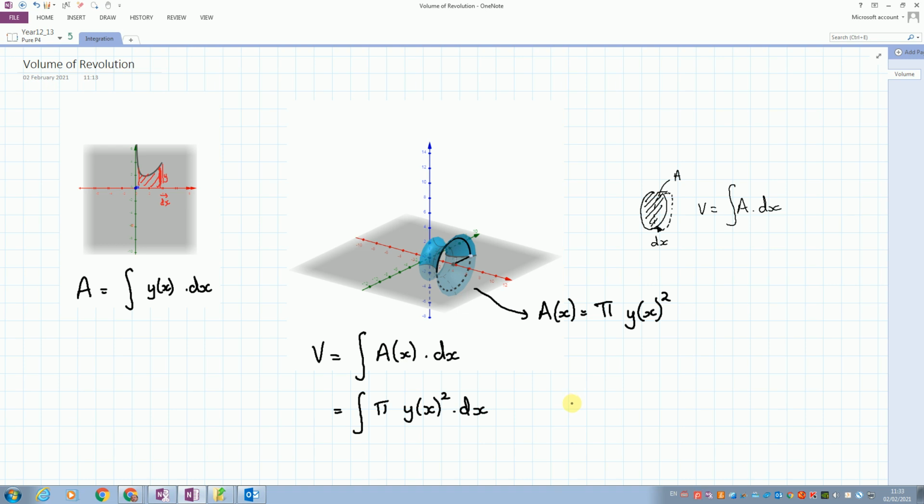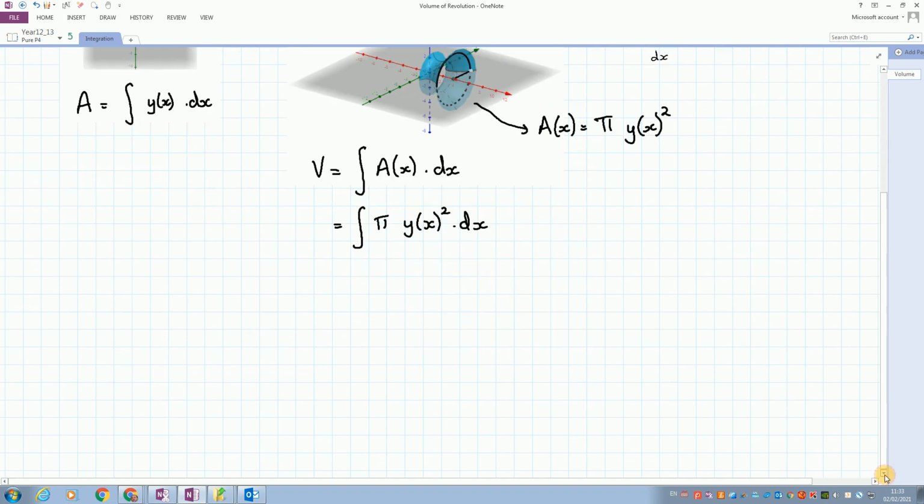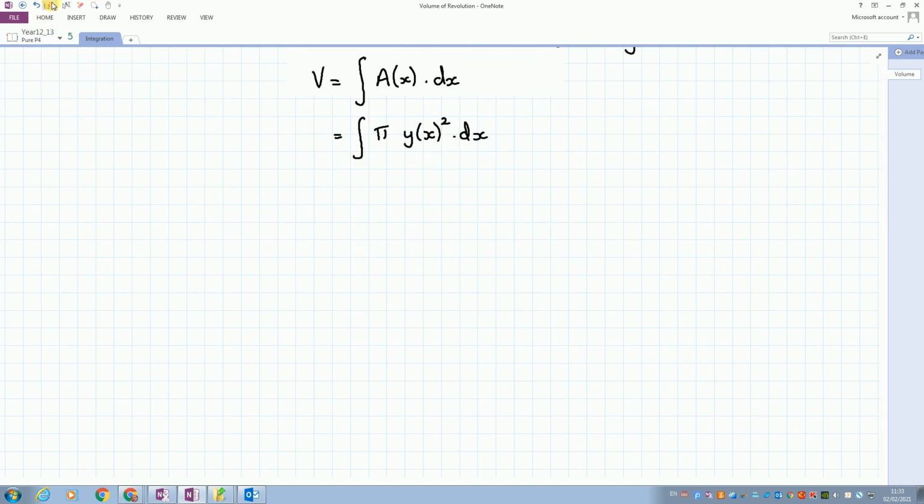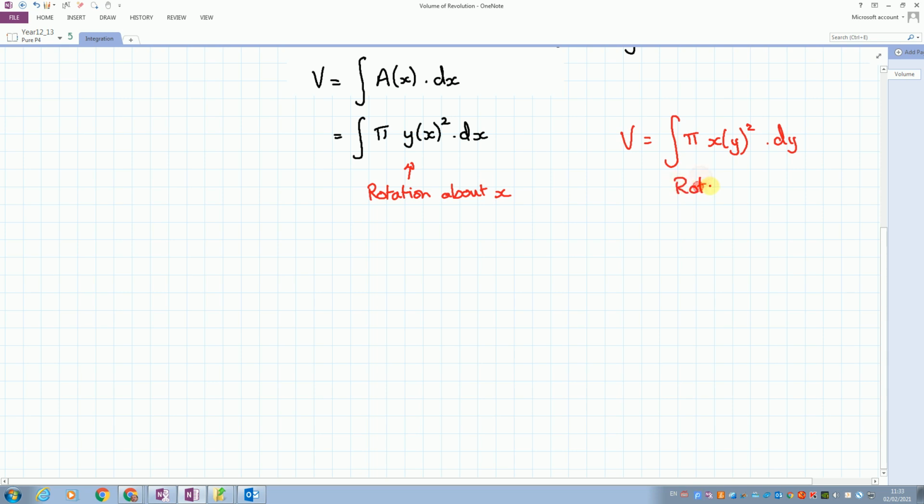So I said I'd do one of the examples, and the example I said I'd do is the second one, just to take us through the idea. Just a little side note, that is a rotation about the x-axis. It's also possible you may do a volume that is the integral of pi times x, which varies with y, squared, dy, which shows you a rotation about the y-axis.